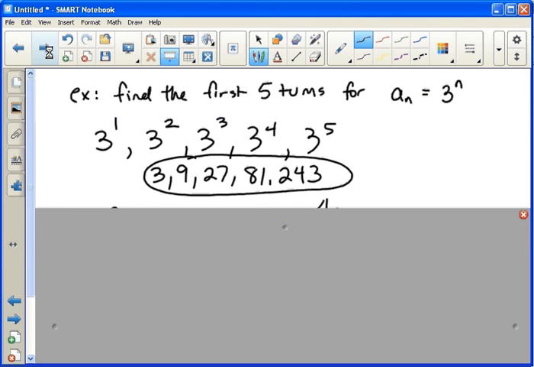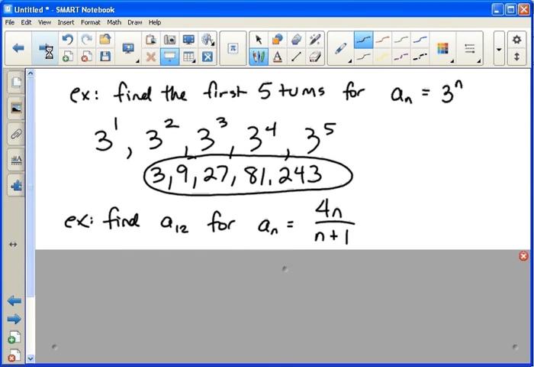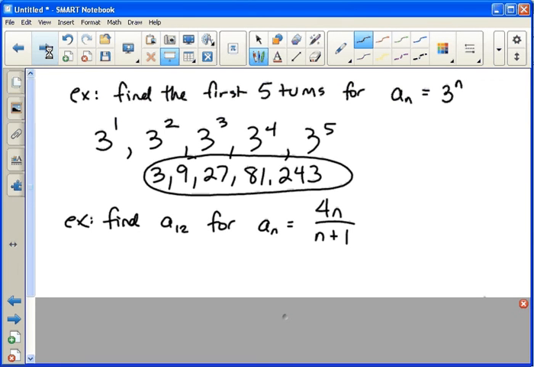Okay, here's one that says find the 12th term. That's what a_12 means. The 12th term for a_n equals 4n over n plus 1. So there all I need to do is plug in 12 for n. 4 times 12 over 12 plus 1. So that's 48 over 13. That would be my 12th term.